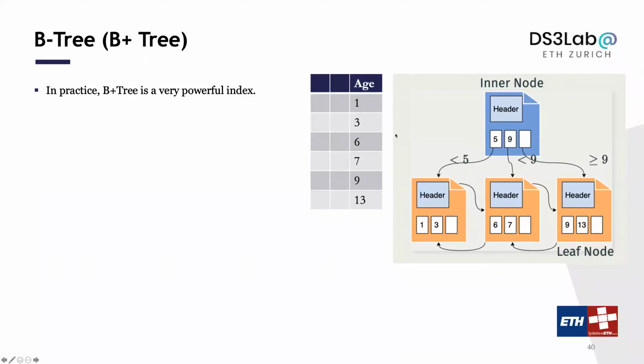So in practice, B+ tree is a very powerful index. So here's actually some constants. Assuming you have a B+ tree where your page size or node size is, for example, 8 kilobytes, which is somewhat small in practice, but just for the sake of this example, assuming every single node in your B+ tree is 8 kilobytes, assuming it can hold 200 keys.